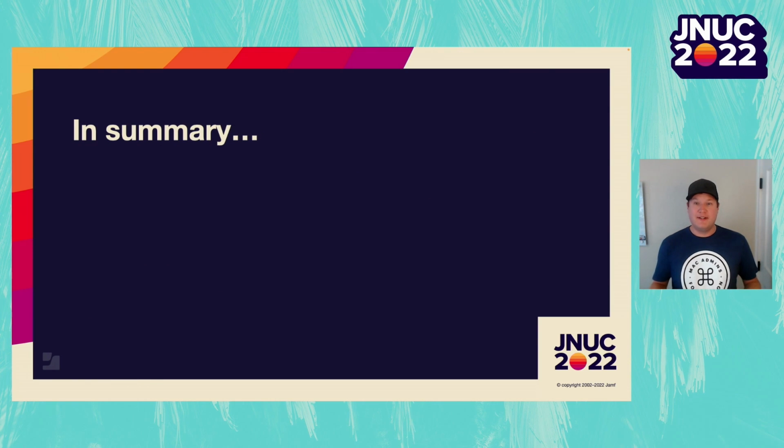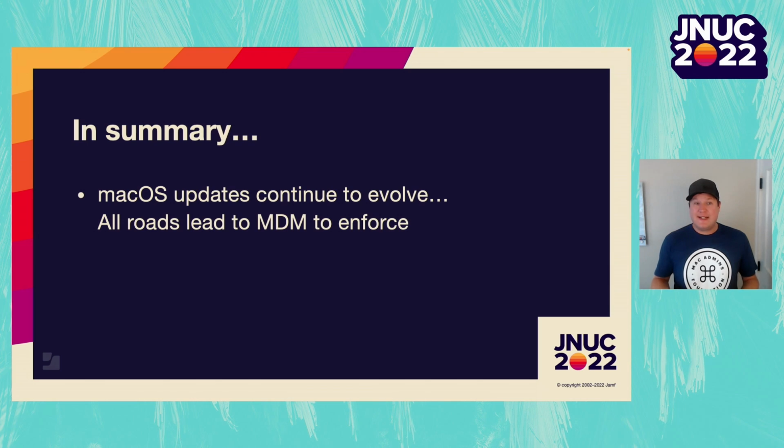So, in summary, macOS updates continue to evolve as new options come into play, different OS versions and different behaviors, and even future updates that come with macOS Ventura and declarative management may allow for viewing new OS versions and builds near instantly when updates are complete. But at the end of the day, all roads lead to MDM for enforcing updates. And this is something important for all of us to know how it works.